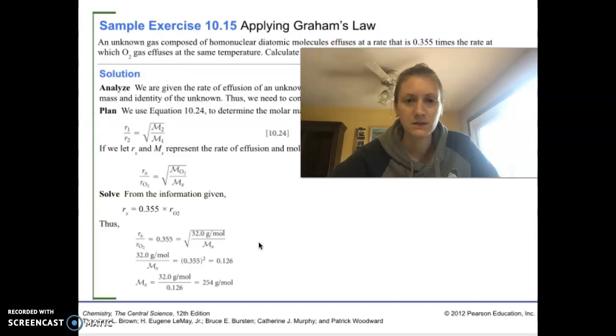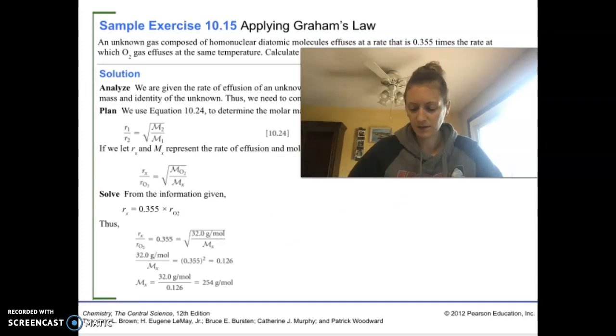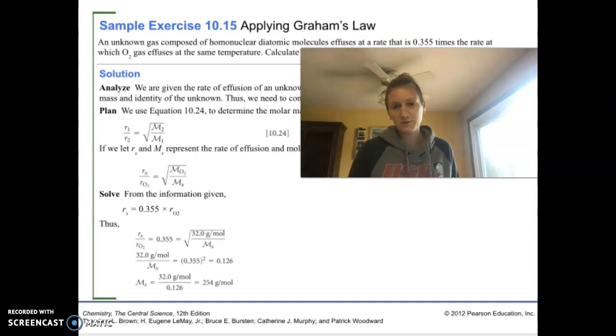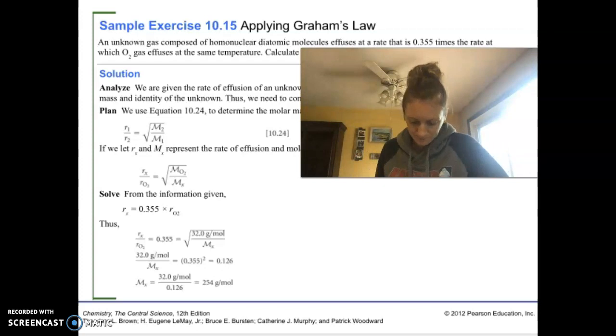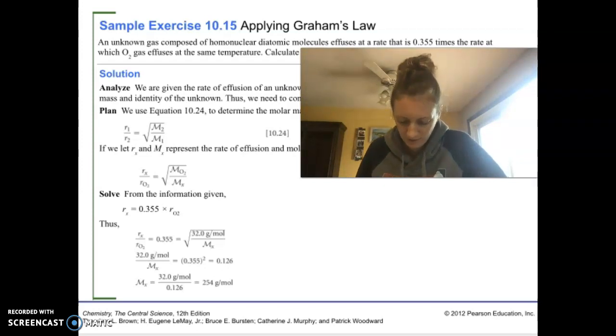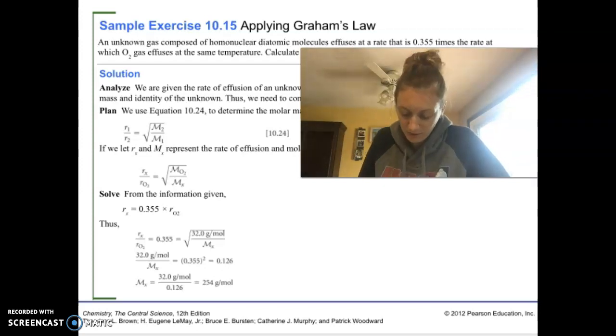All right, so we're gonna go to problem 10.15, which is applying Graham's law. An unknown gas composed of homonuclear diatomic molecules effuses at a rate that is 0.355 times the rate at which O2 gas effuses at the same temperature. Calculate the molar mass of the unknown and identify it.